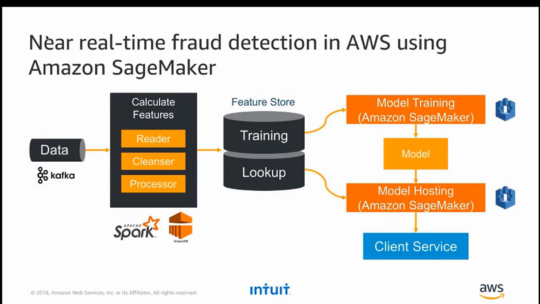So they have a Kafka data stream of information that flows in. They then pre-process that information in Apache Spark and Amazon EMR. So they do all their feature generation and calculation within Spark. They pass that to a feature store where Amazon SageMaker's model training is able to pick it up, train a machine learning model, and then that model is picked up by Amazon SageMaker's hosting, which also references a lookup that gets created from data coming out of Spark EMR. And then that links to a client-facing service, which provides real-time fraud estimation within this pipeline.